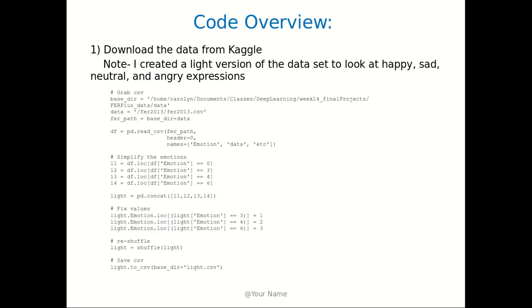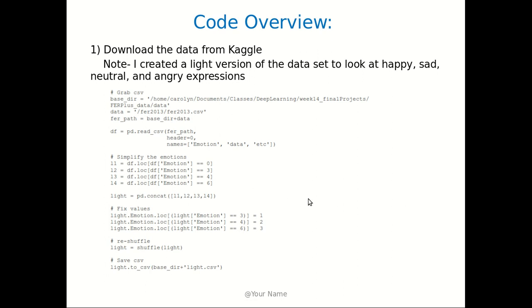Now I'll give you a quick overview of the code. I downloaded the data from Kaggle, and as I said, I created a light version. I pulled out the data that I wanted, and these were the original labels for each of those, and I fixed the values so that when I was using one hot encoding it wouldn't have a 6 and not know where to put it, and then I just resaved this CSV into a light CSV.